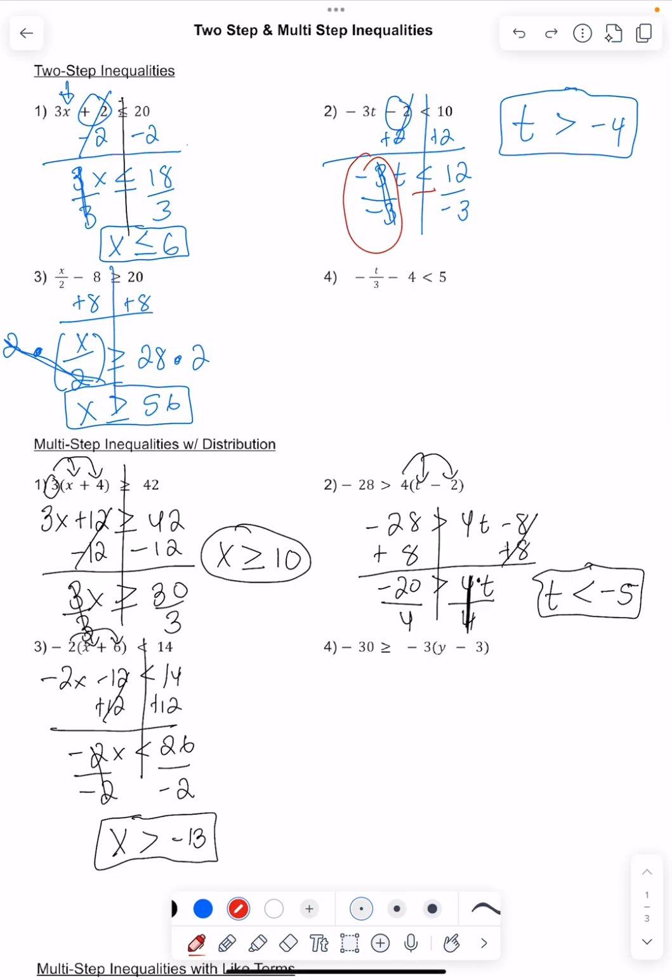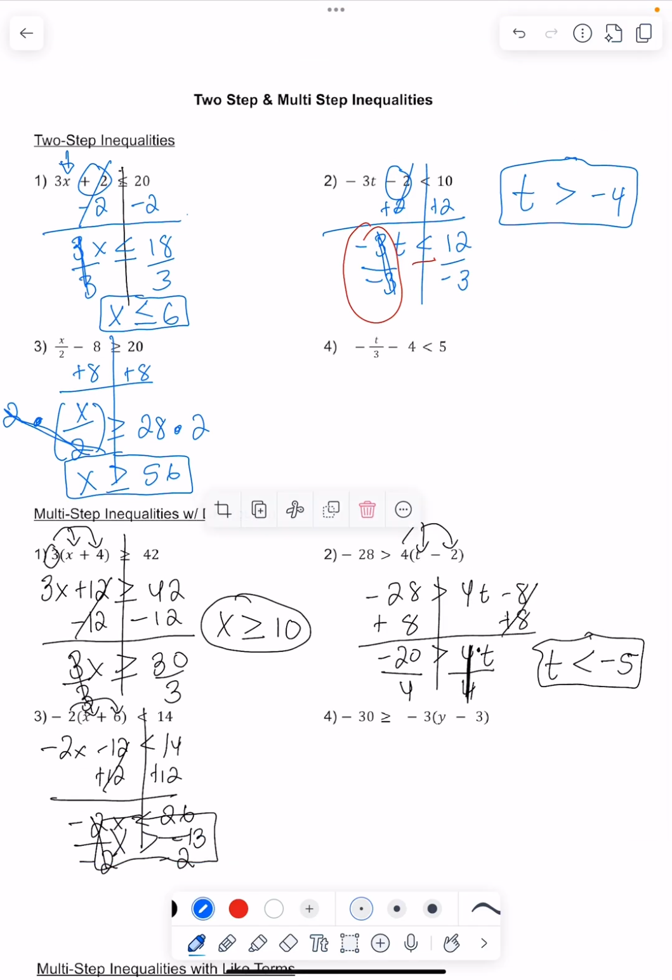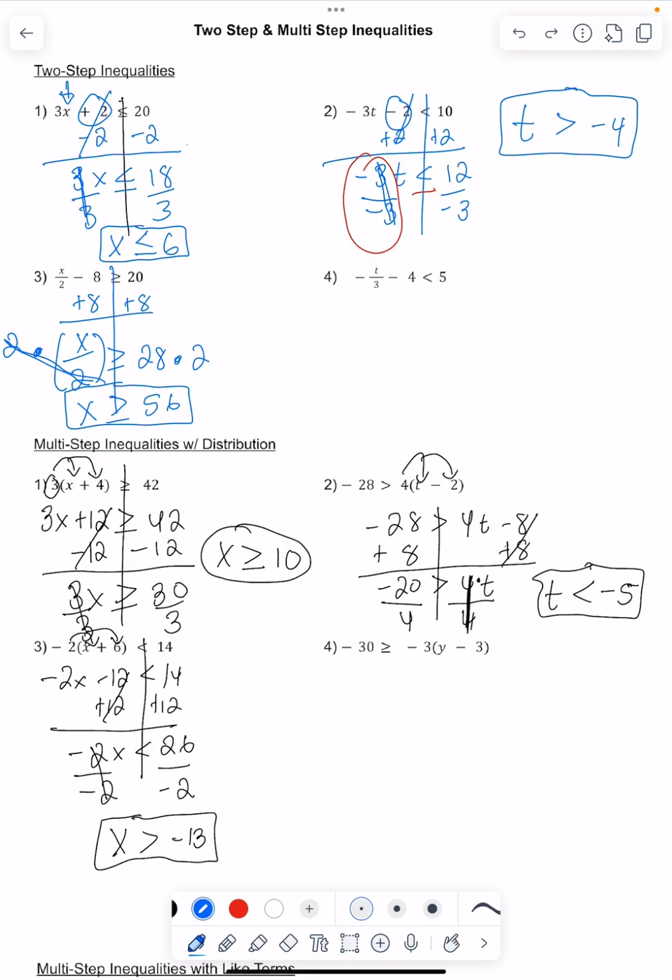And I'm actually going to do this one over here as well because it's going to be a good example of when we multiply by a negative. So here, let's actually do this one. So we have negative t over 3 minus 4 is less than 5. So the first step, right, we already have a constant on the right-hand side. We're going to move this negative 4 to the other side. We do that by taking the inverse, so plus 4 to both sides. We have negative t over 3 is less than 5 plus 4. In this case, it's 9.